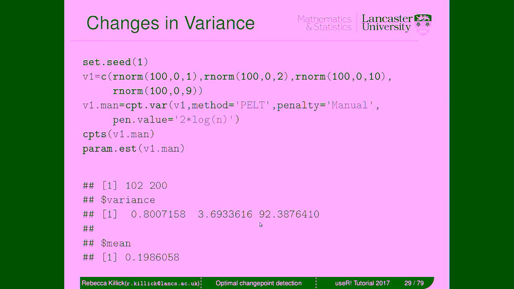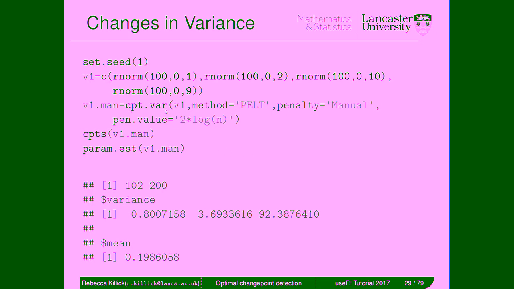So just a quick example again. I'm setting my seed just to make it reproducible. I'm going to have a variance of 1, then a standard deviation of 2, a standard deviation of 10, and then down to 9 again. So going from standard deviation of 10 to 9, as you'll see in a minute on the next slide, it's actually really small. So in terms of whether you'll be able to detect that or not, there's a question on that.